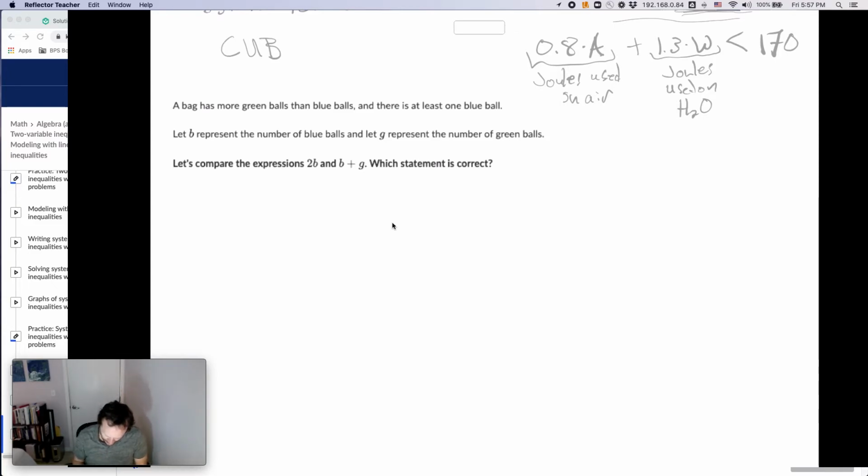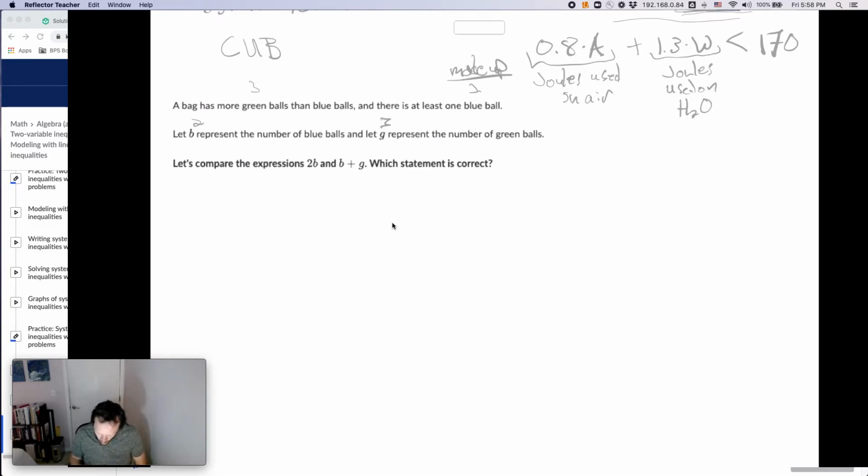A bag has more green balls than blue balls, and there's at least one blue ball. Okay, well, let's say there's 2 blue balls. Just making that up. Completely made up. I'm not saying there's 2 blue balls. I'm pretending that there's 2 blue balls to help me understand the relationship. A bag has more green balls than blue balls, so let's say there's 3 green balls. B represents blue balls and G represents green balls. So we have 2 and 3.